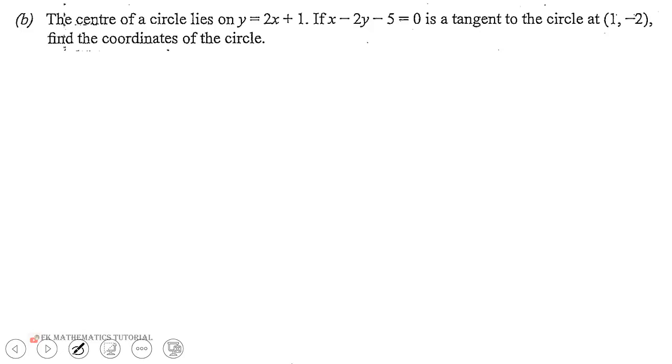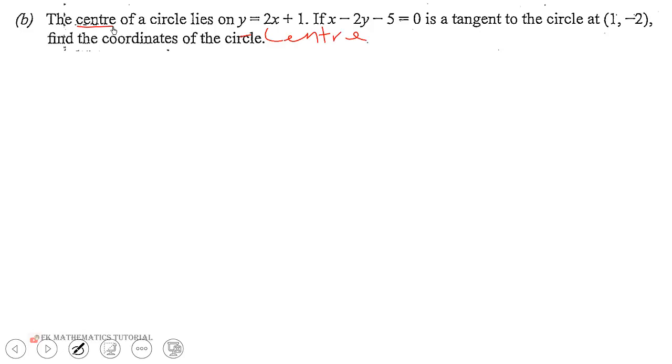The center of a circle lies on y equal 2x plus 1. If x minus 2y minus 5 equals 0 is a tangent to the circle at 1, -2, find the coordinates of the center. I think that is what they want to find because of how the question started.